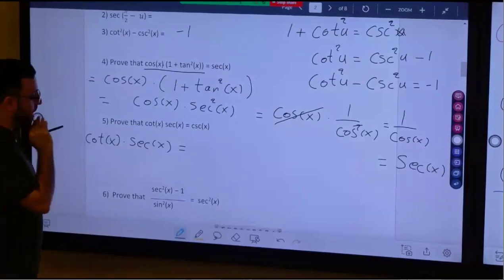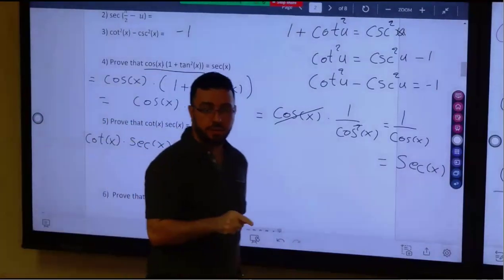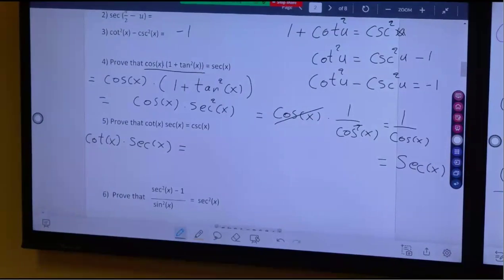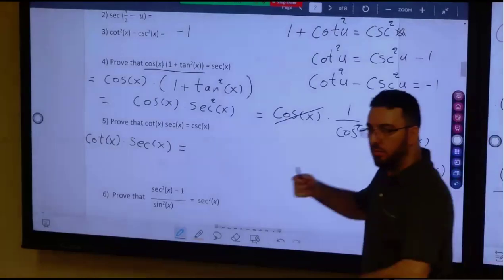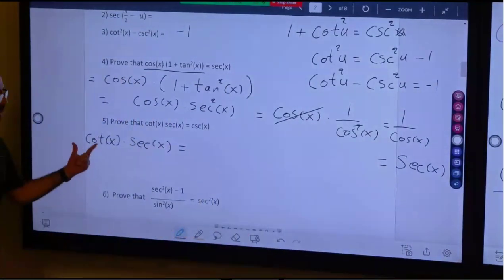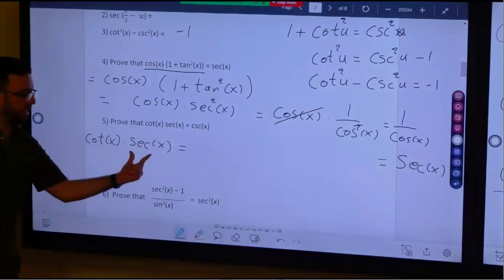Think about that. First of all, do you have square? No. There is no square. That means I'm not going to use these identities. You got the point? Because there is no square, I can't use these. So I'm going to use which one? Or regular. Okay. Now, cotangent and secant.